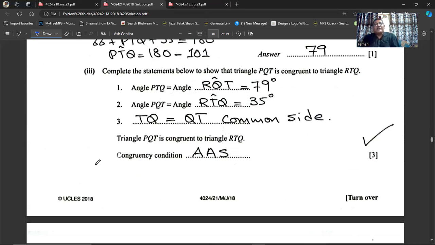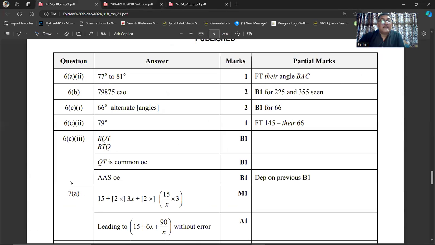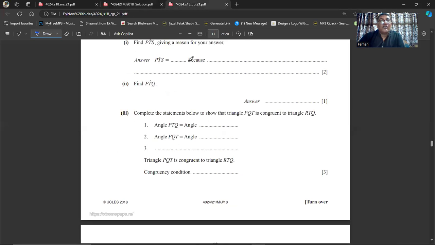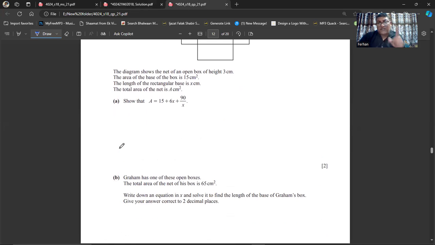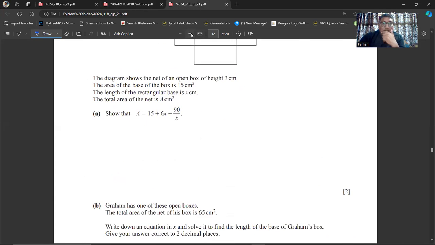So what you will write here: the angle PTQ is equal to the angle RQT, and that is equal to 79 degrees. Angle PQT is equal to the angle RTQ, and both of them are 35 degrees. The TQ side and the QT side are the common side. And so the triangle PQT is congruent to the triangle RTQ. The reason is angle side. Okay. So this is how this is done. I hope you understand.